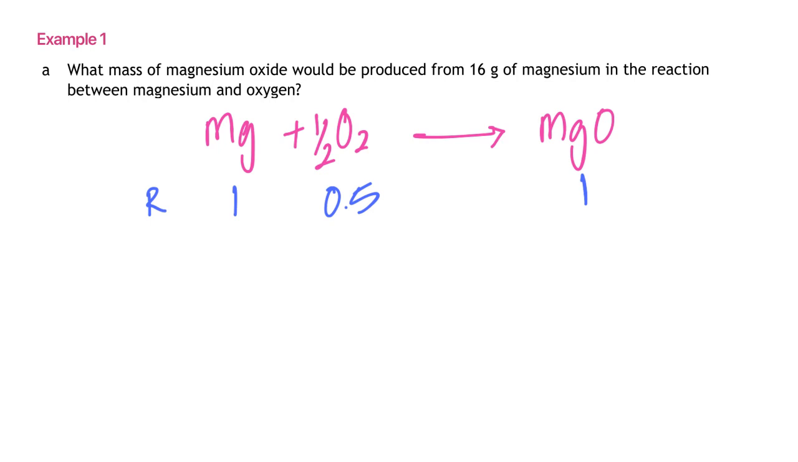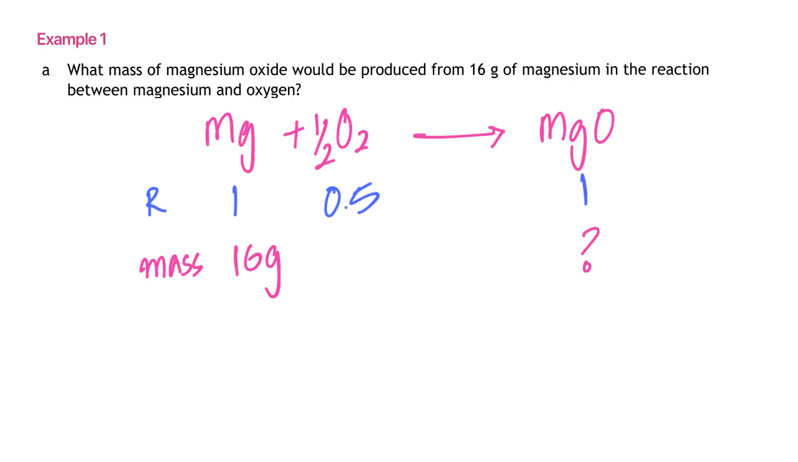Next, what is it asking? If you have 16 grams of magnesium, how much magnesium oxide will be produced? If my mass is 16 grams, how much of this would be produced? Now, I can't do it in terms of mass. So what I can do is convert everything into moles and just apply the ratios. Let's try doing that.